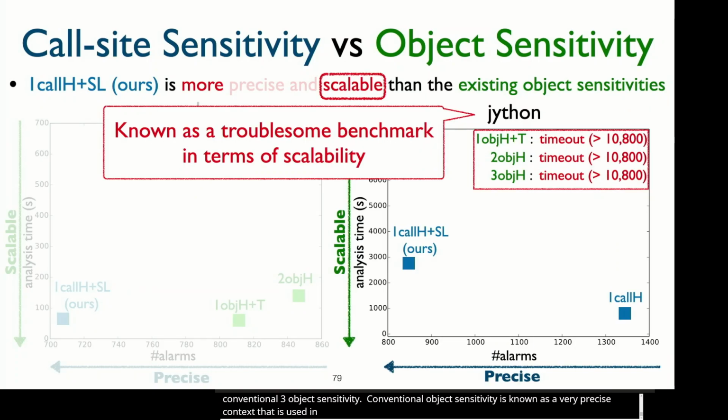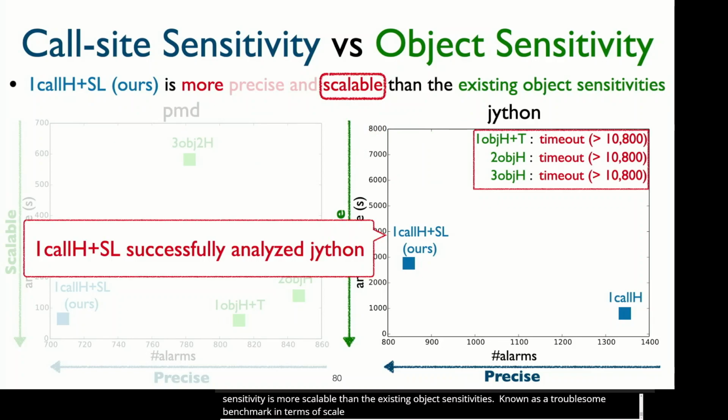And the right one shows our call size sensitivity is more scalable than the existing object sensitivities. Jeon is known as a troublesome benchmark in terms of scalability. However, our call size sensitivity successfully analyzed the troublesome program Jeon. However, existing object sensitivity failed to analyze the program Jeon within the time budget.